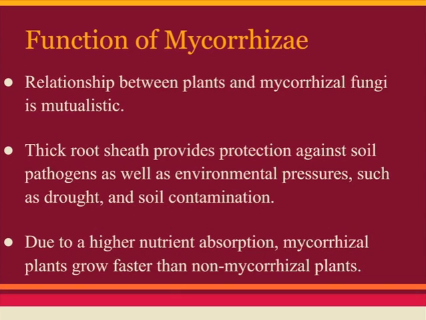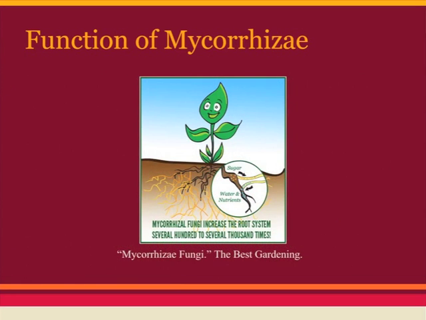A thick root sheath provides protection against soil pathogens as well as environmental pressures such as drought, soil contamination, as well as pH change. And based upon a higher nutrient absorption, mycorrhizal plants grow faster than non-mycorrhizal plants. Based upon this image, it is basically shown that sugar is transported to the mycorrhizal fungi, and the mycorrhizal fungi transport water and nutrients to the plant roots.